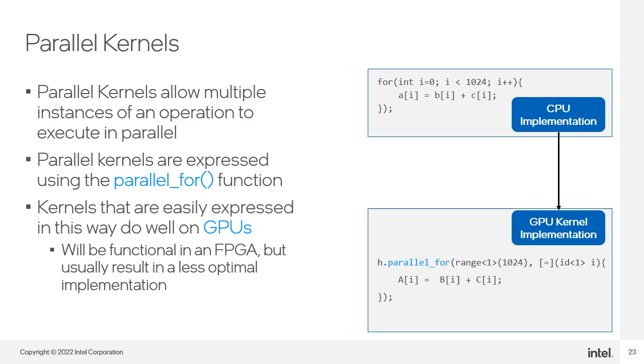Now, you can attempt to use a parallel_for kernel on an FPGA. While your operation will be functional, it will result in a less optimal implementation. The code snippet shows the same vector addition we looked at previously, implemented for CPU with the for loop. Take a look at the corresponding GPU kernel implementation using the parallel_for dispatch call for the kernel. Amongst other differences, notice that there are no outer loops as in single-task kernel for FPGA implementation.